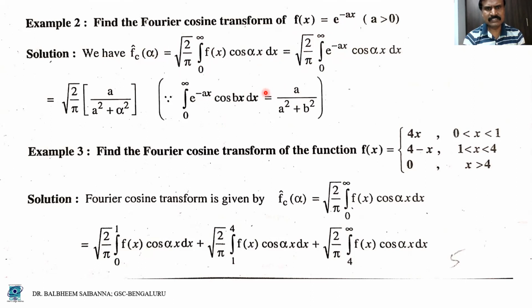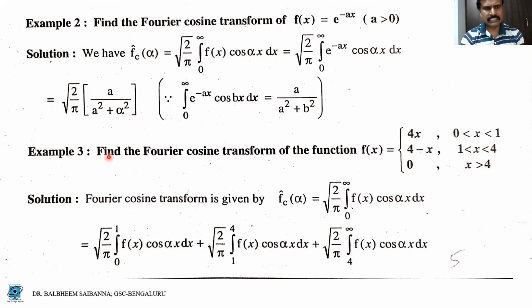This formula is the same as this one, where wherever b is there, alpha is there. So integral 0 to infinity e to the power of minus ax cos bx dx has value a divided by a square plus b square. Here, root of 2 by pi as it is, times a divided by a square plus alpha square. This is the simple example: the cosine transform of f of x equals e to the power of minus ax.